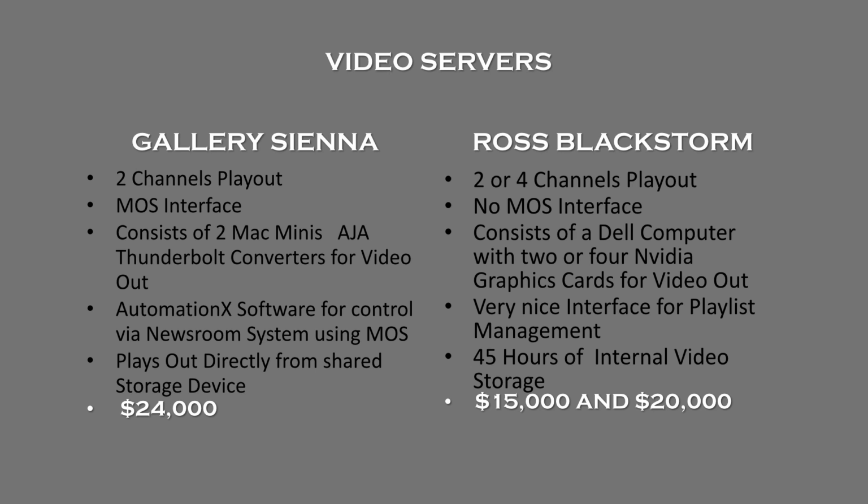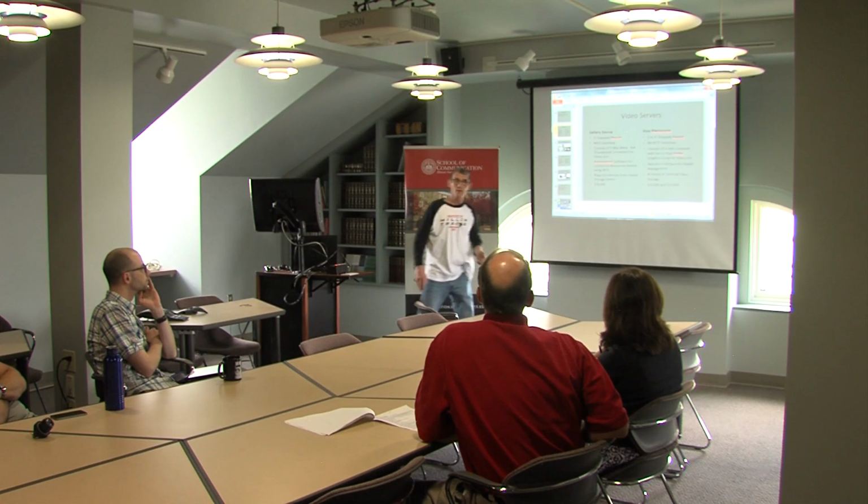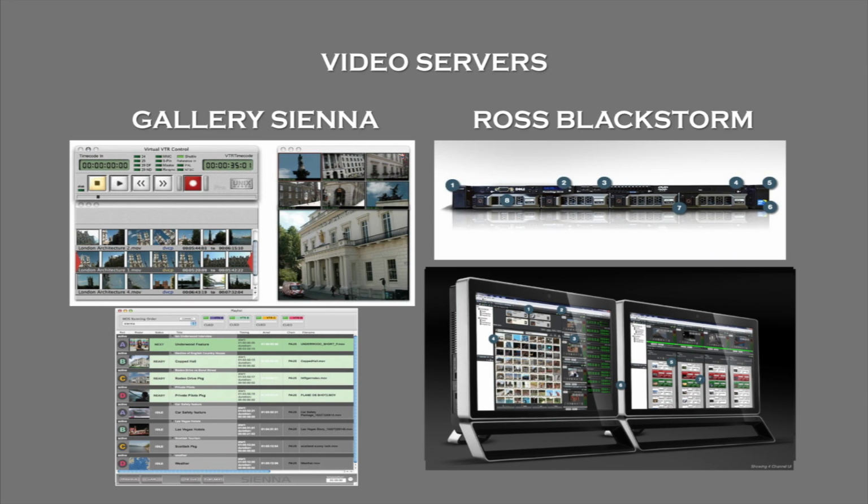But we'll go back. So now let's look at, so you kind of understand what this system is? This is Ross, the same company that makes the Carbonite. It has a server. Here's a picture of it. It's a Dell box, and it has NVIDIA cards in it, 2 or 4, depending on how many channels you want. So basically, Ross will sell you the software. If you don't want their hardware, they'll sell you the software, and you can do the same thing.